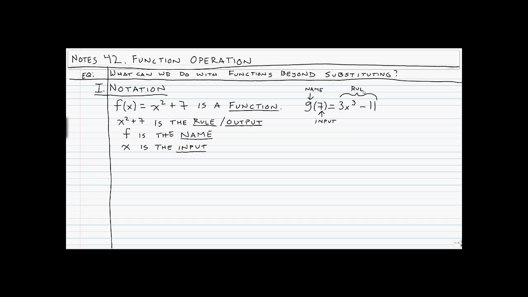So again, it's not like this is something we're going to test you on. We're not going to write out a function like this and then say, what is the rule? No, we're not going to do that. This is just kind of the words that I'll be using as I talk about functions all through the lesson today. So that's just kind of our starting point.